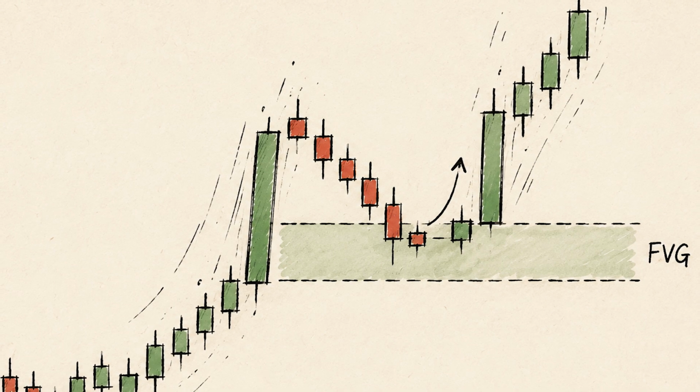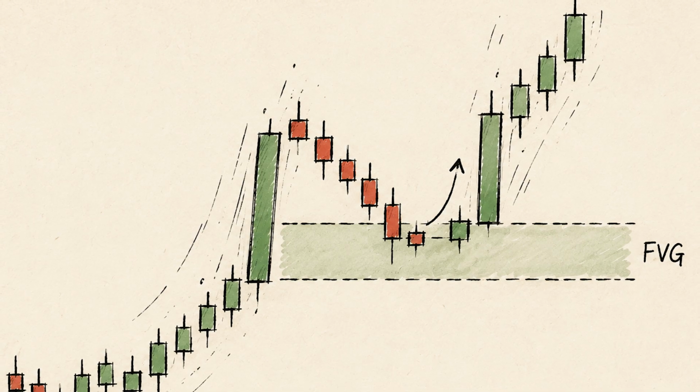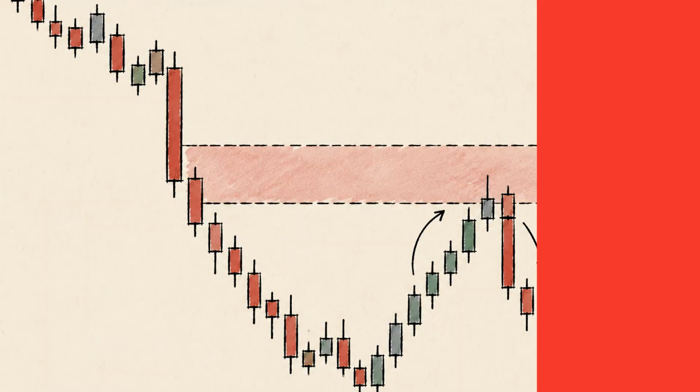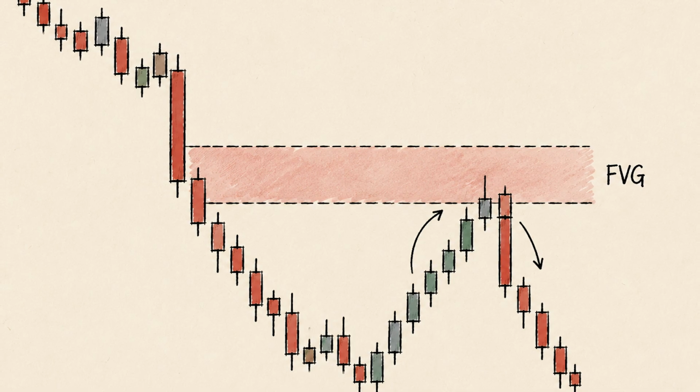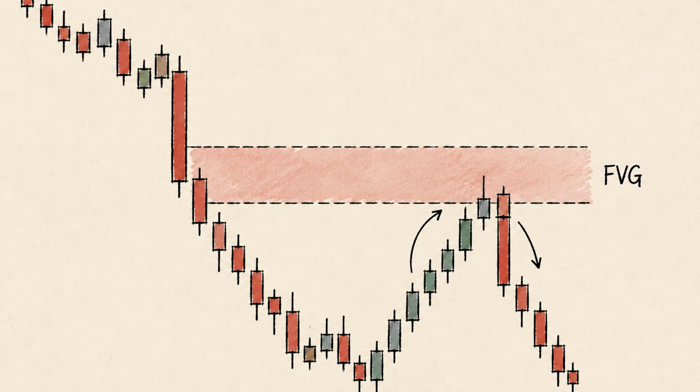Bullish FVG, a gap during upward movement. Price returns to this zone to continue moving higher. When price revisits it, traders look for buying opportunities, expecting growth to resume. Bearish FVG, a gap during downward movement. Price returns to this zone to continue falling. When price revisits it, traders look for selling opportunities, expecting decline to continue.